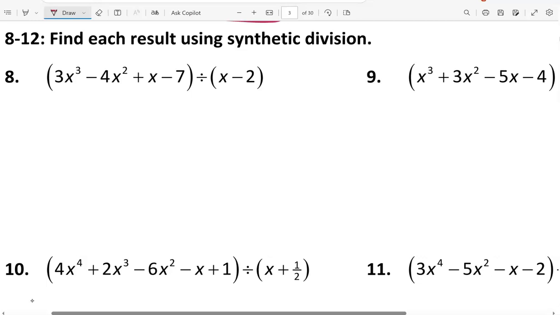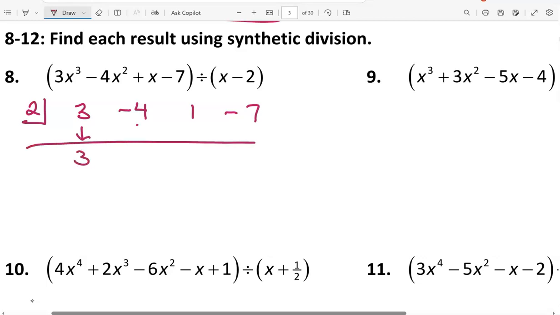For 8 through 12, we're performing a synthetic division. The 0 of the divisor, which is 2, when x minus 2 equals 0, then x is equal to 2, goes in that box. The coefficients of the dividend next to it, so 3, negative 4, 1, and negative 7. And then skip a line, bring down that 3. 3 times 2 is 6. Add that column, that's 2.